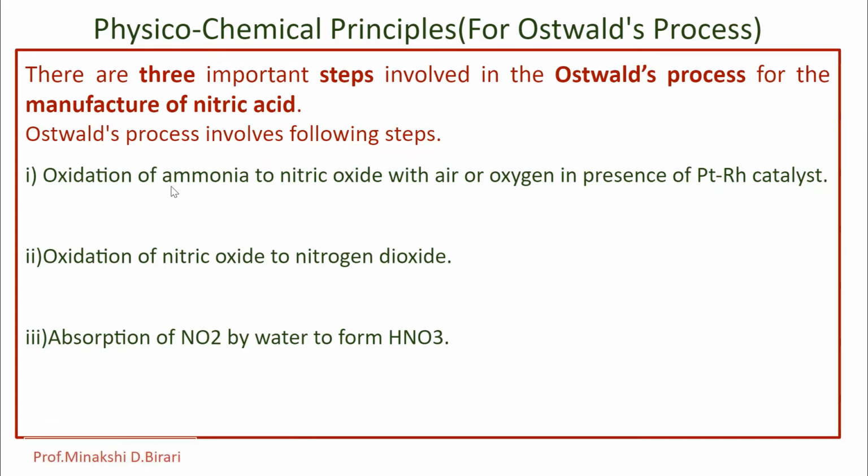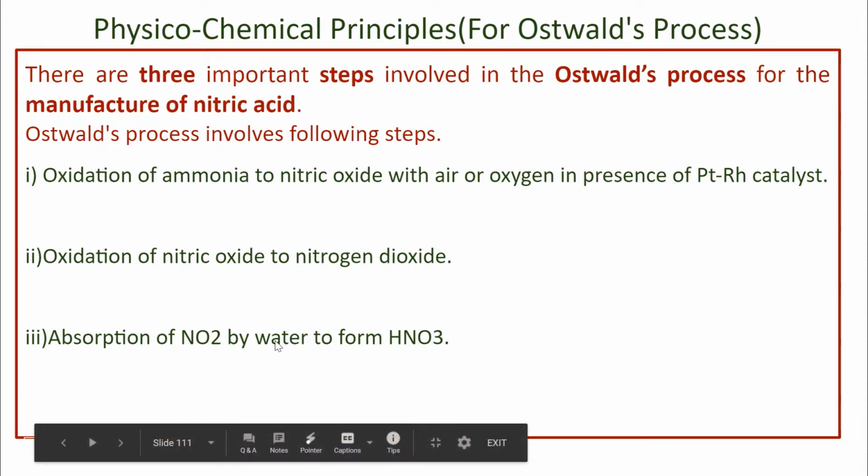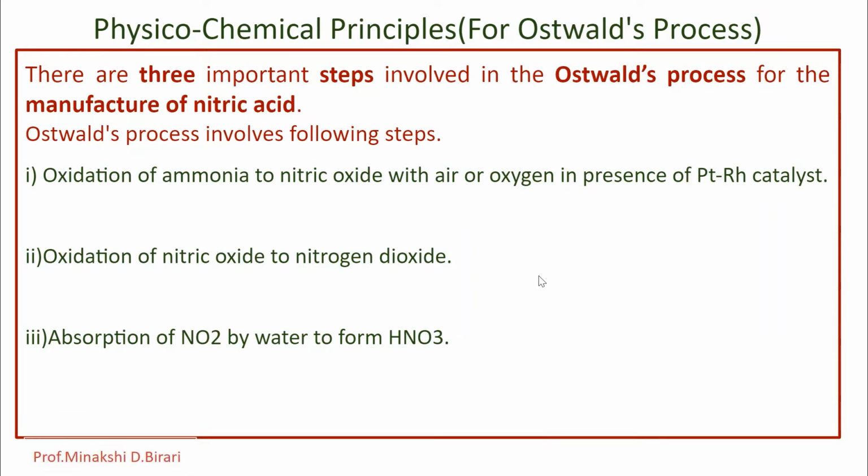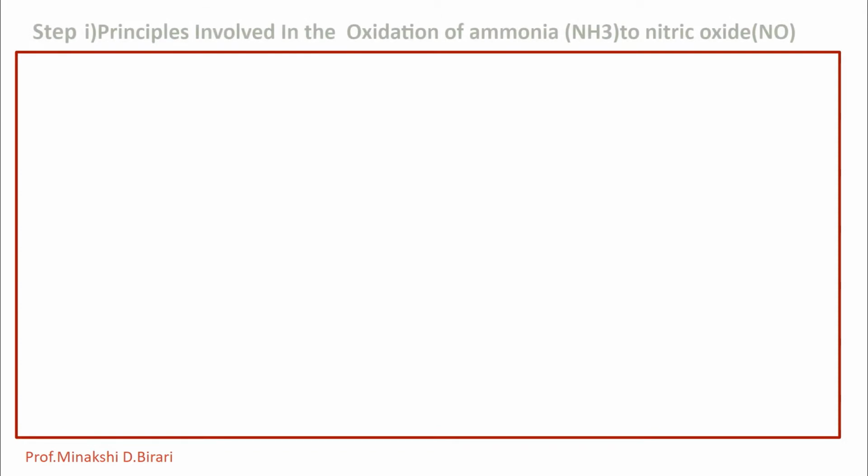So, first step, oxidation of NH3 to NO. Second, oxidation of NO to NO2. And third one, absorption of NO2 by water to form HNO3. So, let us see the physico-chemical principles involved in each step. First step, principles involved in the oxidation of ammonia to nitric oxide.